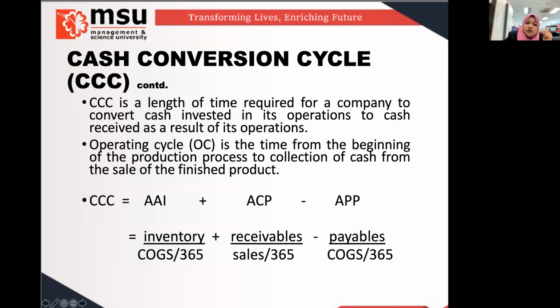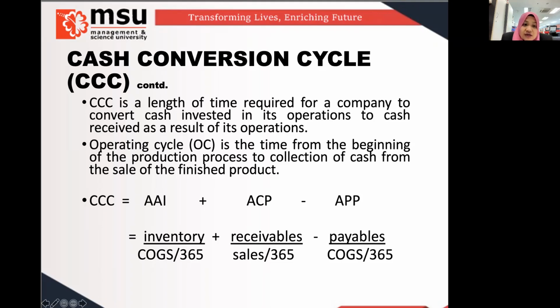So on average, how long does it take? Average age of inventory plus average collection period is the operating cycle, minus the duration for the account payable. We call it the cash conversion cycle. During this cash conversion cycle, if you are out of cash, you have to make sure that cash will be available because you need to pay the account payable. So that is the meaning of cash conversion cycle.